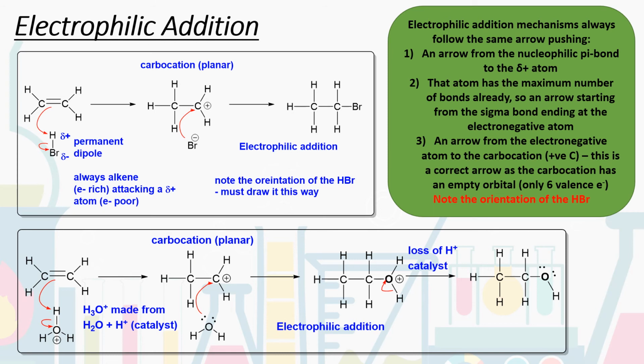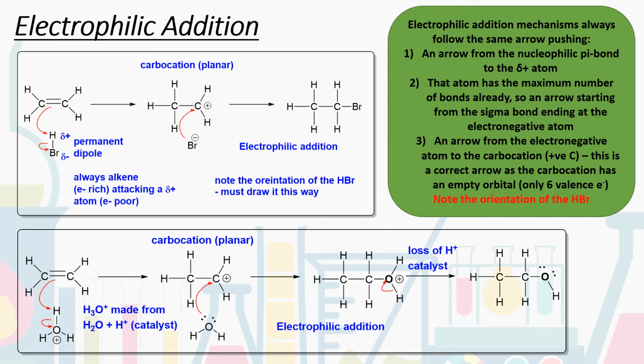An example of this is our alkene reacting with lots of different electrophiles. It could be HBr, it could be Br2, it could be sulfuric acid, it could be H3O+. I've shown two examples here. The first one at the top we'll talk through first. So, an alkene reacting with HBr.